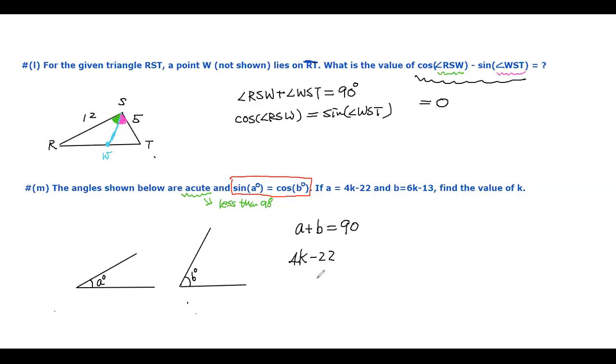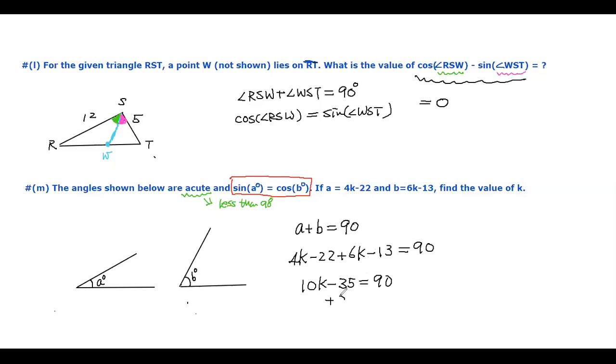And what is B here? B is 6K minus 13. This is equal to 90 here, right? Okay, so now let's combine. So this will be 10K minus 22 minus 13, which is minus 35 here, right? Equal to 90.